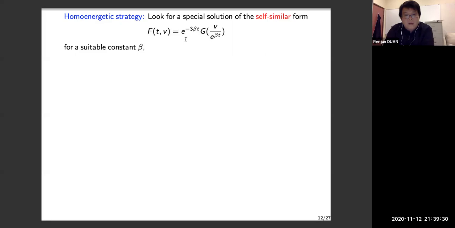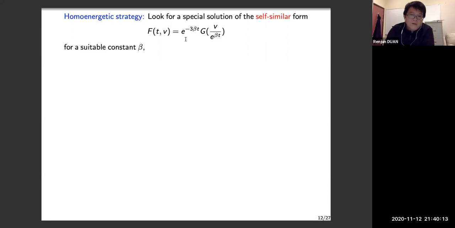Starting from a given function capital G that only depends on the velocity, you see that this self-similar scaling will preserve the mass and also preserve the momentum in case G has zero momentum. But this self-similar form will take care of the growth of the second order moments. For instance, if you multiply by second moments and then take integration, the temperature will grow with rate exponential to 2 beta t. So for a constant beta, the temperature will exponentially grow in time.